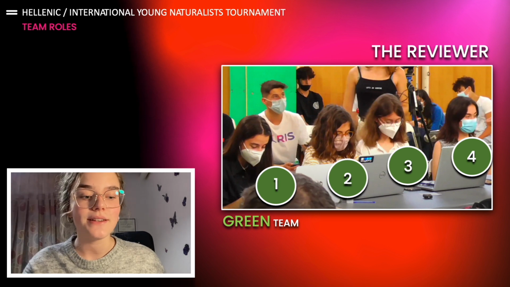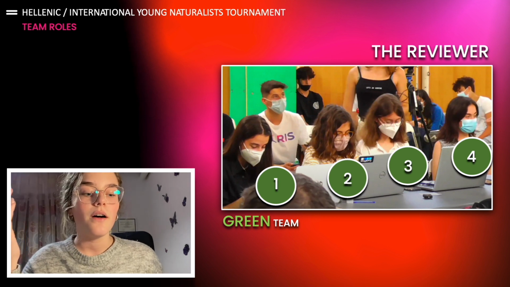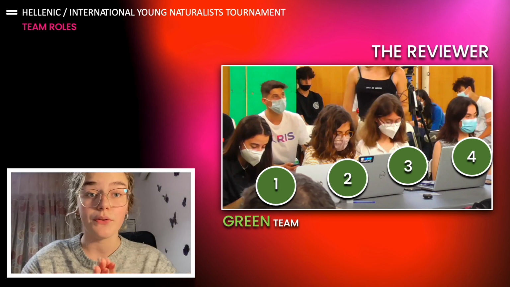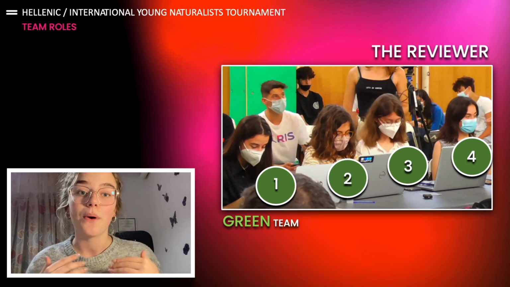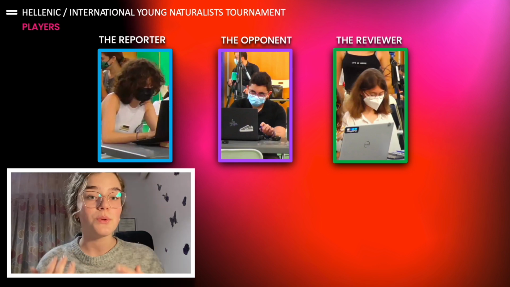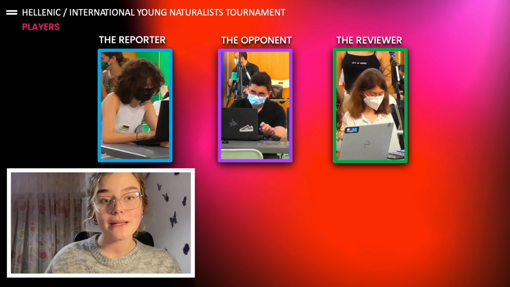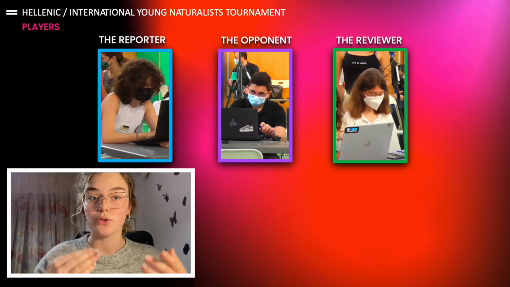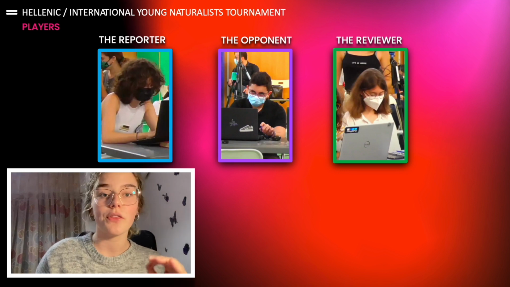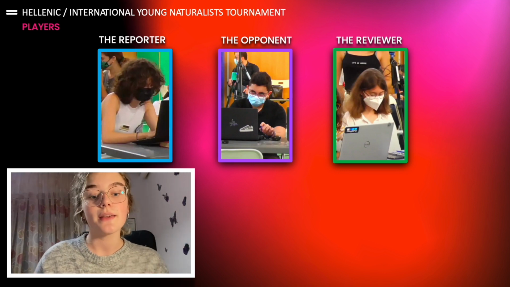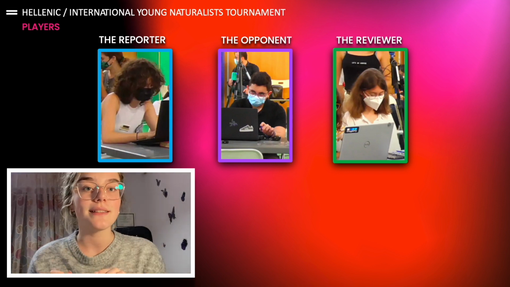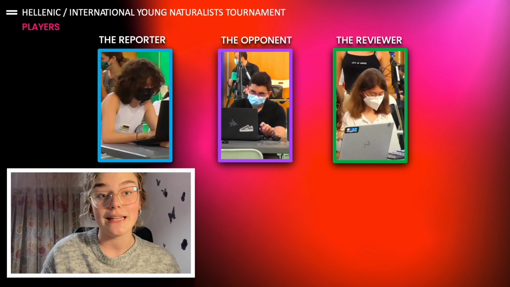You see that in every single team, there are either 5, 3, or 4 people. But when a team is either the reporter, the opponent, or the reviewer, there's actually only one person representing the team each time. So for example, right now that the blue team is the reporter, this girl is going to represent her team and present the solution to the problem, but the rest of the girls are not going to be on stage. The same goes for the opponent team and the reviewer team. So here you can see that the opponent is going to be this boy and the reviewer is going to be this girl.